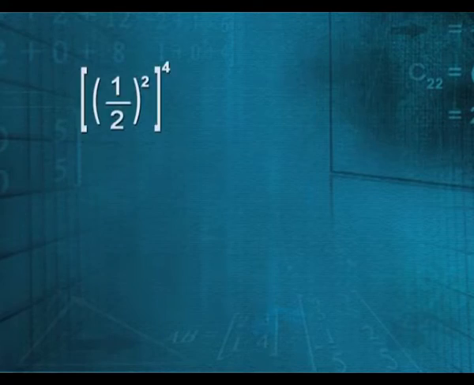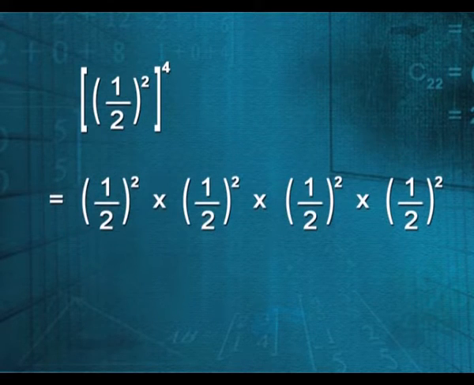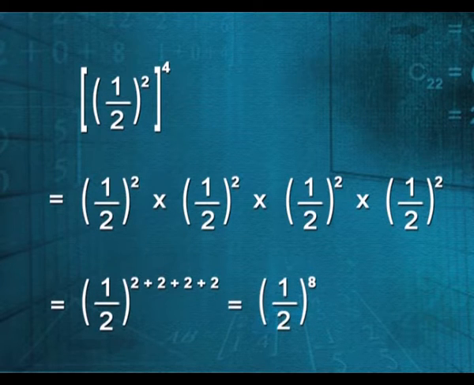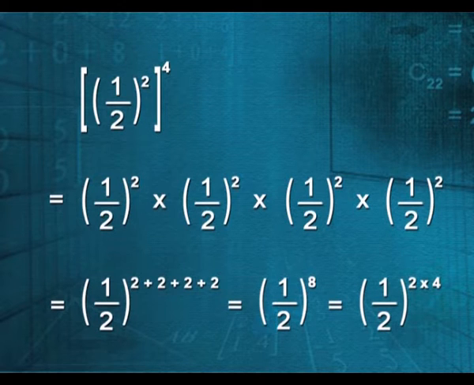Now, observe one thing here, that (3 squared) whole to the power 3 is equal to 3 raised to power 2 multiplied by 3. Let us see one more example, (1/2) raised to power 2 whole to the power 4. This is equal to (1/2) squared multiplied by (1/2) squared multiplied by (1/2) squared multiplied by (1/2) squared, 4 times, which is equal to (1/2) raised to power 2 plus 2 plus 2 plus 2, which is equal to (1/2) raised to power 8, or we can write it as (1/2) raised to power 2 multiplied by 4.